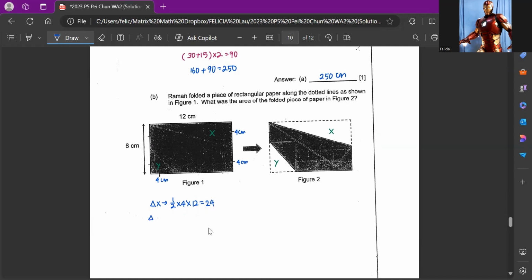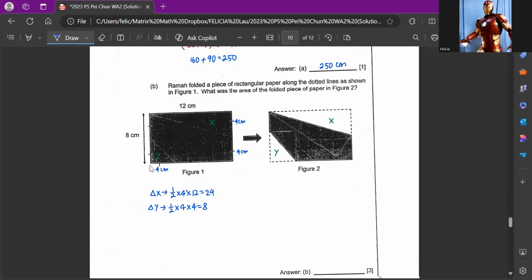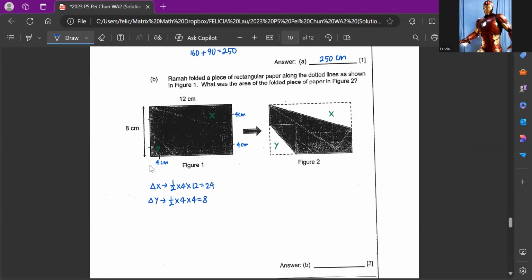Next will be my triangle Y. Triangle Y here has base 4, height also 4. So half times 4 times 4. Finally, we can find the whole rectangle. The whole rectangle is simply length times breadth, which is 96. Now you have to find the area of the folded piece of paper in figure 2, that means this shaded part. You can just use the whole rectangle, minus away your X and minus away your Y. It's very simple, which will be 64 square centimeters. So this is our answer.